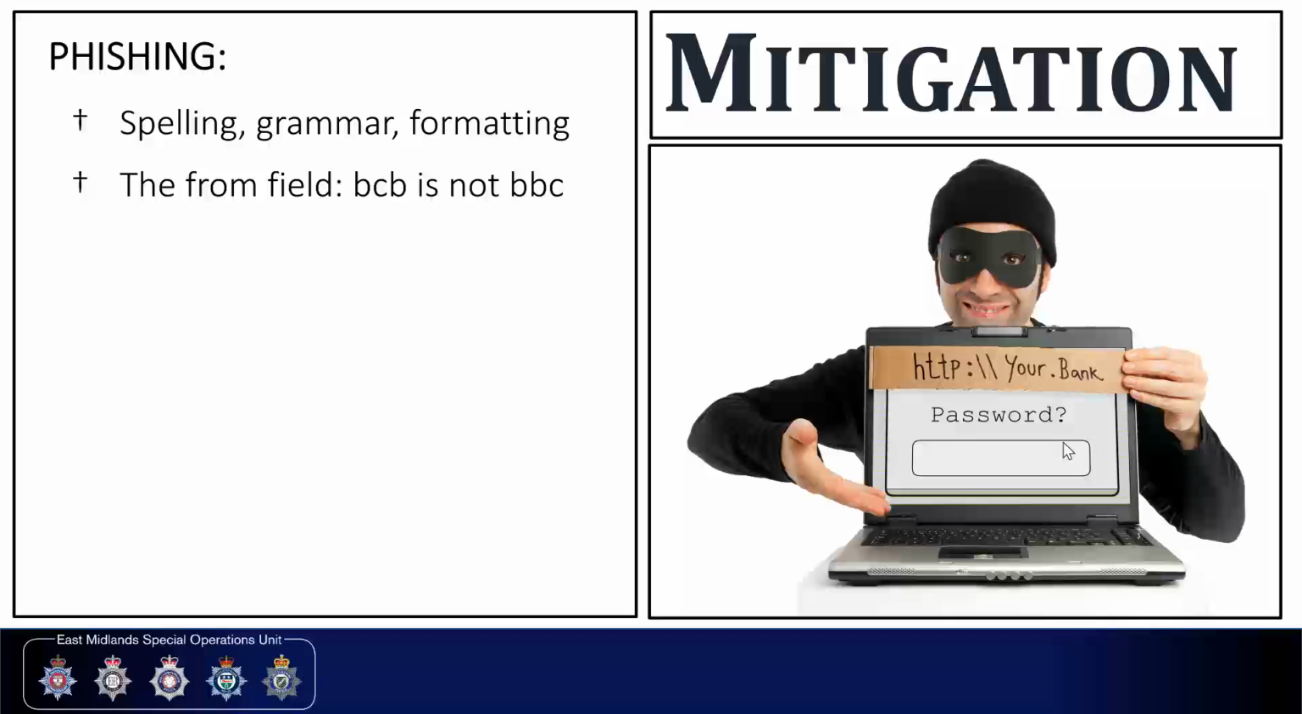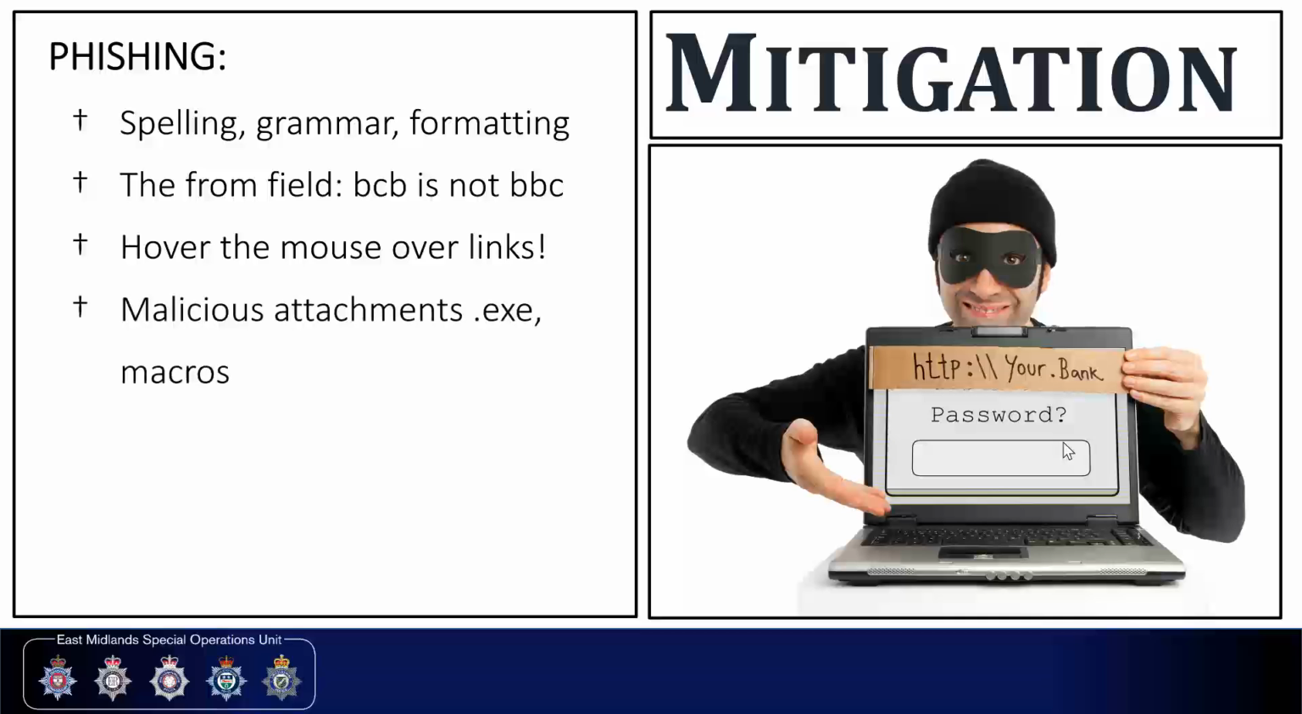Unfortunately, transposition errors are really hard to spot because our brains will read what should be there instead of what actually is there. You should also hover the mouse over any links. This will tell you where the hyperlink goes as a pop-up. If it looks like spaghetti, it's probably fake. Again, watch for malicious attachments. Never open anything that ends in .exe, which is an executable file. Be very careful of Office documents that require macros to run. Don't open them unless you know the source.